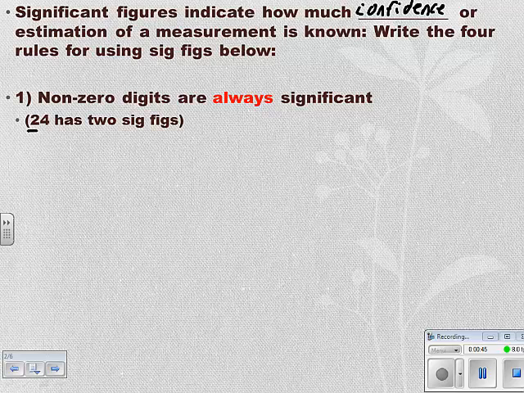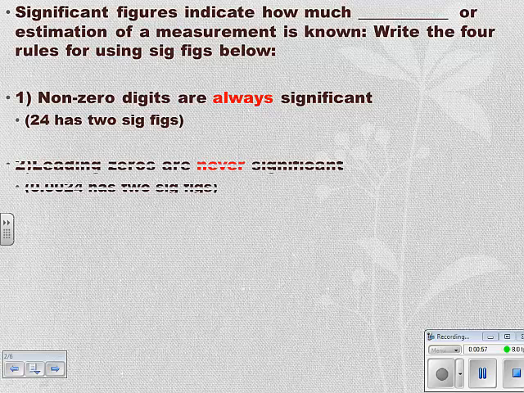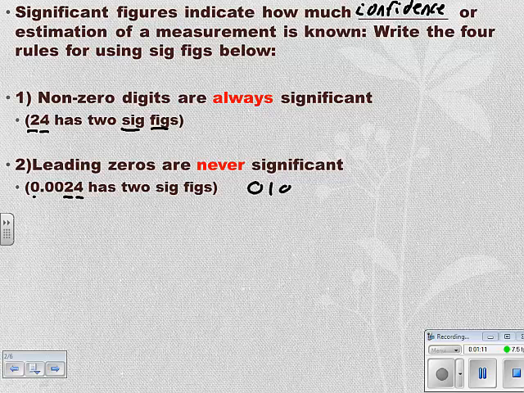So 24 has number 2, it has number 4. Both of those are obviously non-zeros, they're both significant. So we say that has 2 significant figures or sig figs. The second rule, leading zeros are never significant. Take the example down here, 0.0024 only has 2 significant figures because all of those zeros are in front of the non-zero numbers. If that doesn't make sense, you can do something like 100. Obviously that 0 doesn't matter, it's still 100. Or 555. That 0 obviously doesn't matter, still 555.